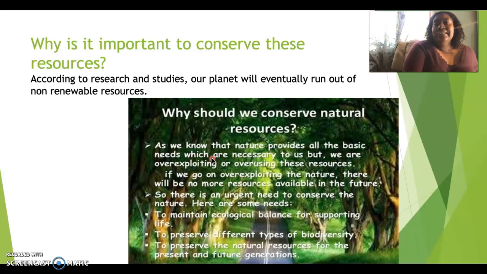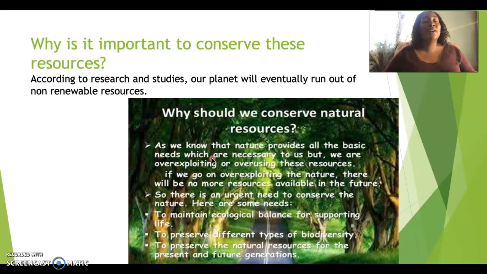So why is it important to conserve these resources? This is my favorite part because students, you are always asking me, Miss Myers, why do I have to know this information? Why is it important? Is it something that I'm going to actually use in my everyday life? And the answer is yes to all of those.